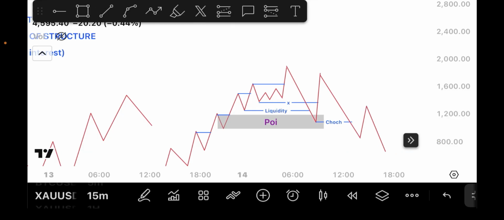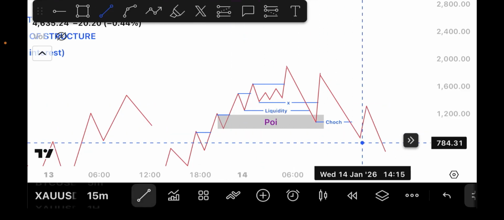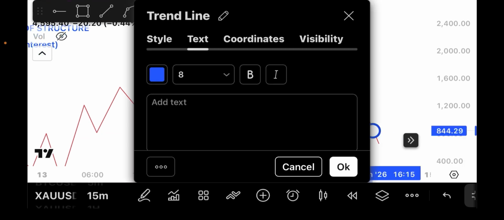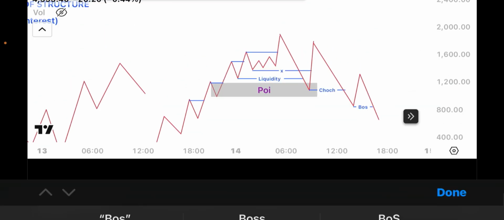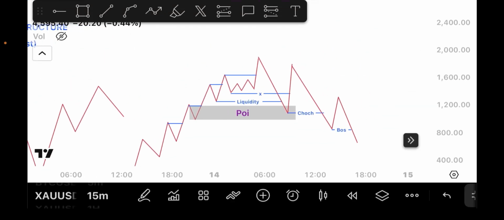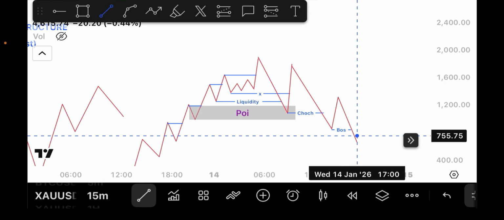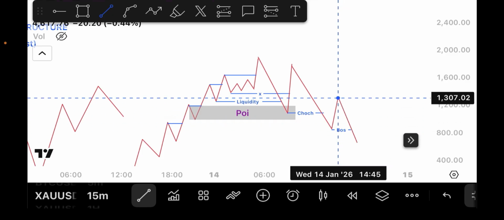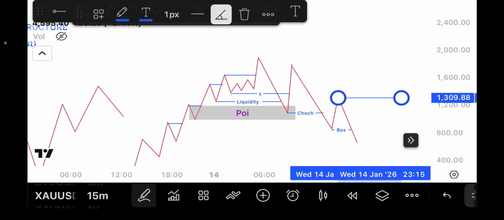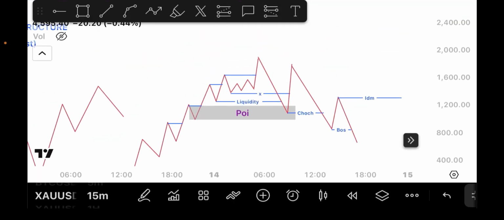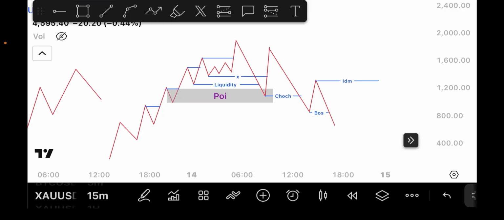Then this way we now have another break of structure here, which is BOS. The market has changed character finally. Then you have to wait for it to close above our change of character. Here now becomes our inducement, IDM. So before you start selling, you need to wait for this inducement.